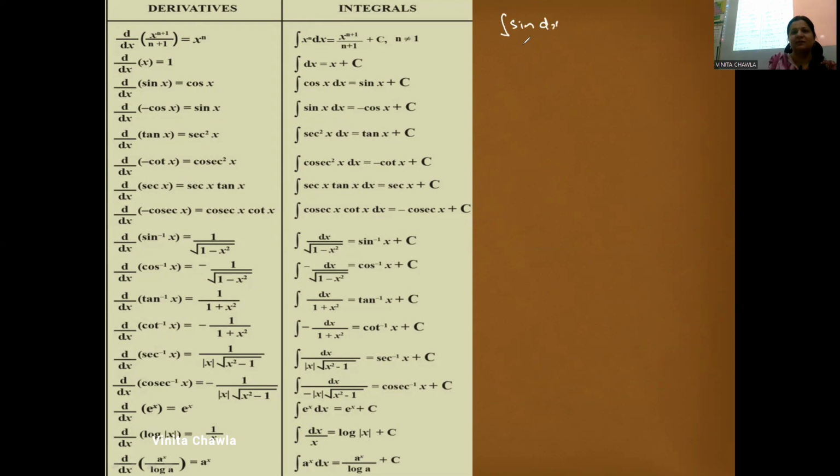Integration of sin x dx is, tell me. See, when we differentiate cos x, then we get minus sin x. So when we integrate sin x, we'll get minus cos x. Okay. And integral of cos x dx is sin x plus c. Okay.